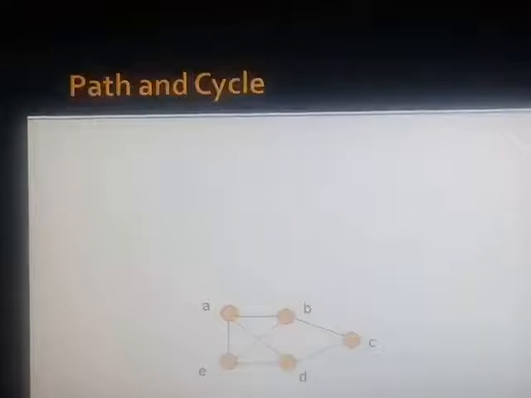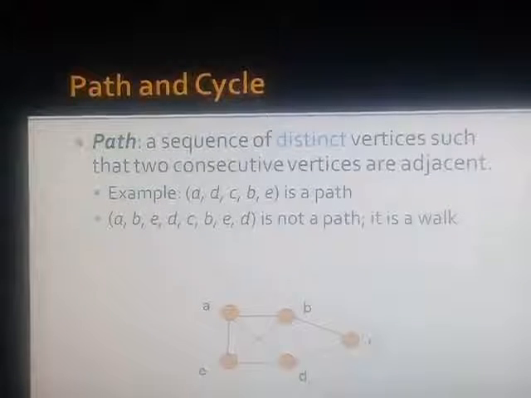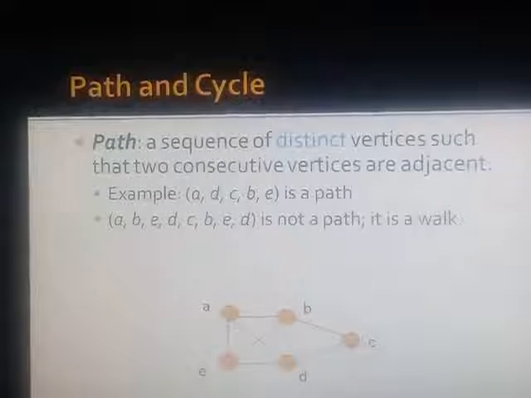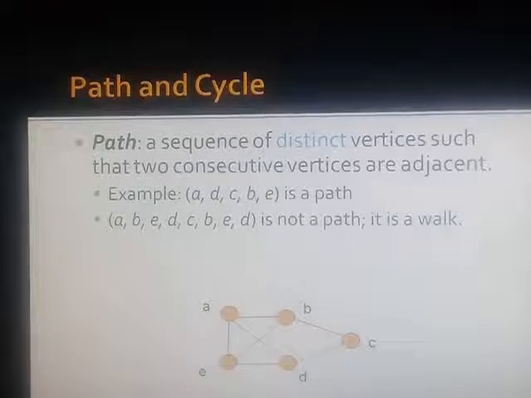Next one is a path. A sequence of distinct vertices such that two consecutive vertices are adjacent, that is called a path. For example, A, D, C, B, E is a path. The adjacent lines are called the path. Suppose A, B, E, D, C, B, E, D is not a path because it is a walk.